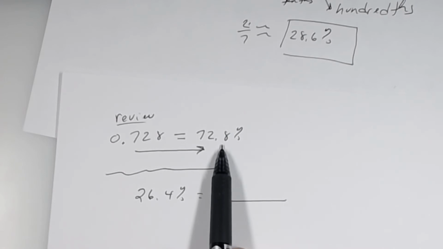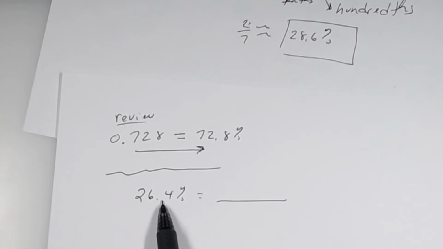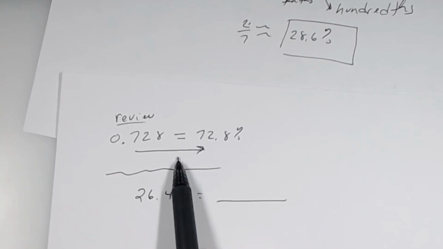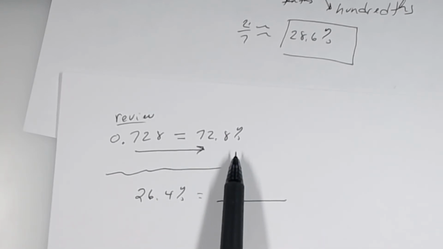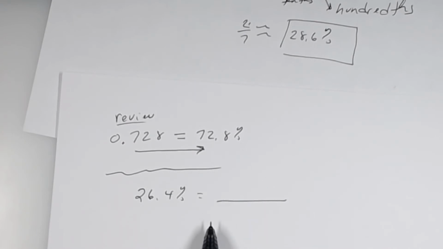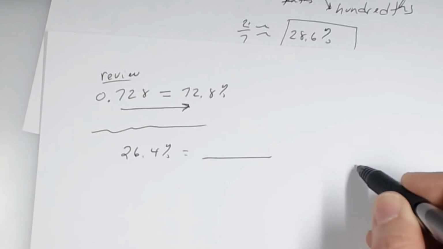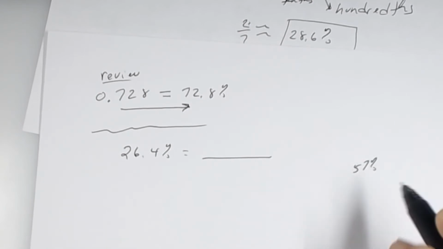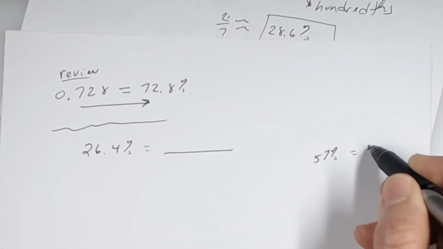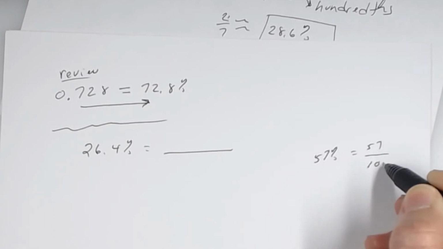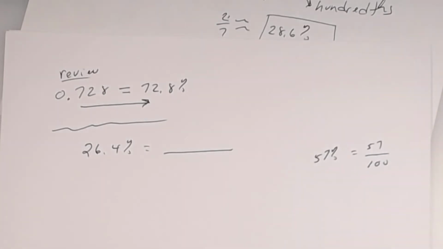Okay? Now what I'm going to do is change a percent to a decimal. So instead of multiplying by 100, I'm going to do what? Divide by 100. So remember a while ago we said 57% means the same thing as 57 divided by what? 100. So percent means per 100. So you divide by 100.